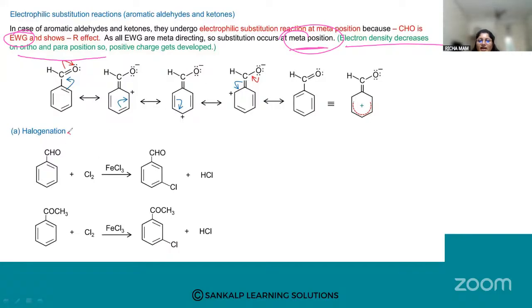So let us see the halogenation. Benzaldehyde in the presence of Cl2 and FeCl3, I'm going to get a compound, that is meta-chlorobenzaldehyde, plus HCl. Similarly, whatever the incoming electrophile is, it is going to attack the meta position.